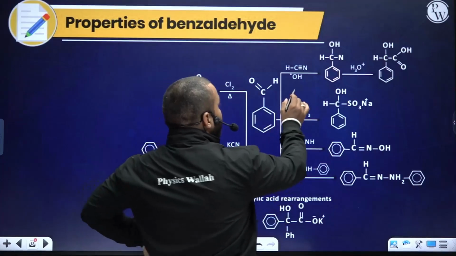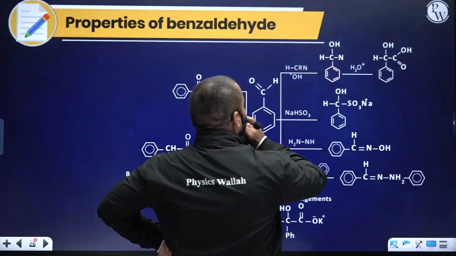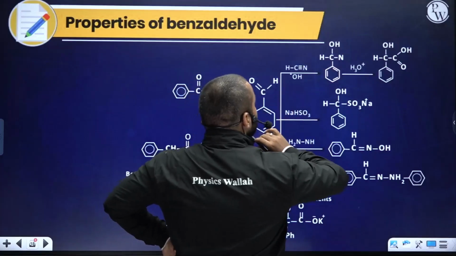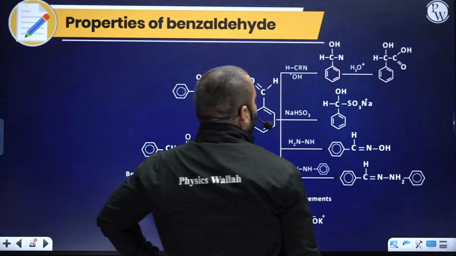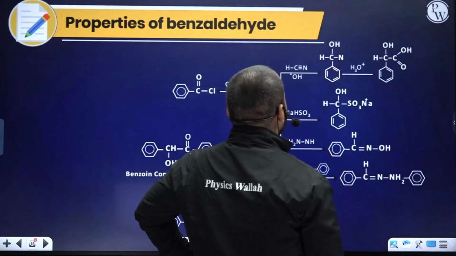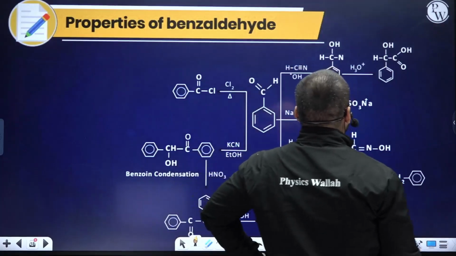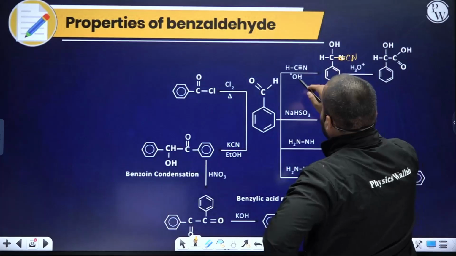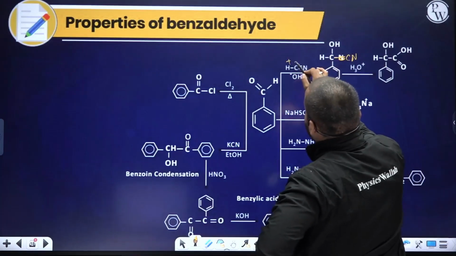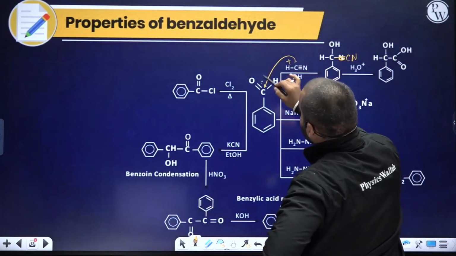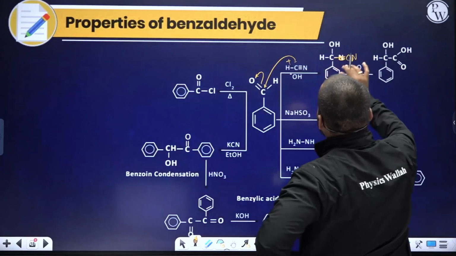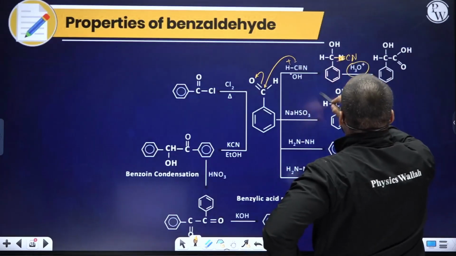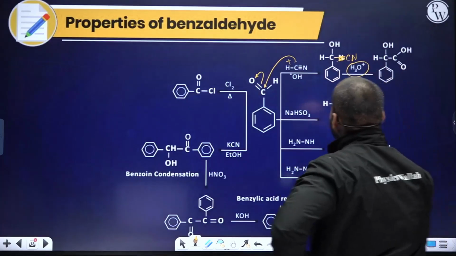In the basic medium, if you react it with HCN, what do you get here? There should be CN here. Let's fix this. This is CN. Now CN minus attacks on the center. The double bond opens up. You get OH, and this is CN. Now CN we have studied under the acid treatment. What happens to it? It forms an acid.